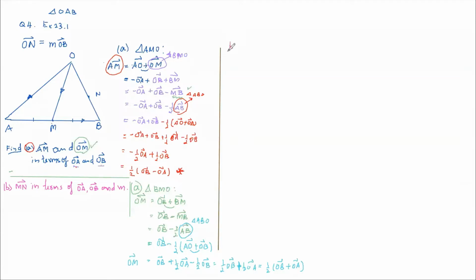Do question B. We want to find MN in terms of vector A, vector B and m. So draw one line, MN, from M to N here. The direction should have its destination at N, because MN has its destination at N.